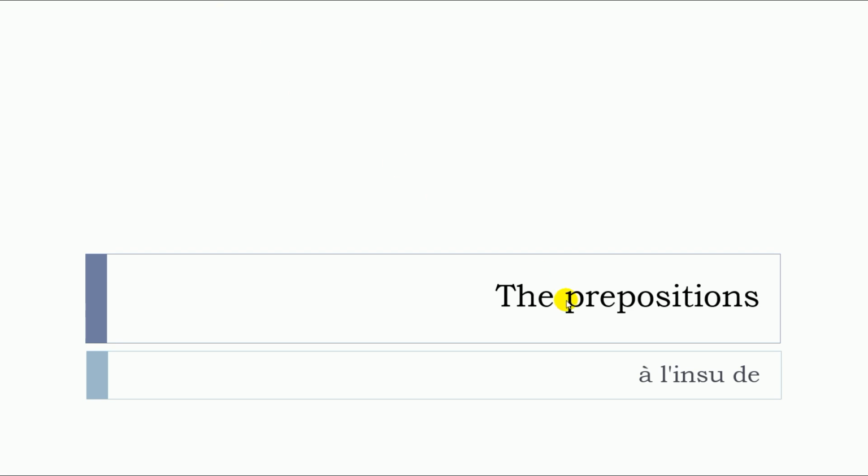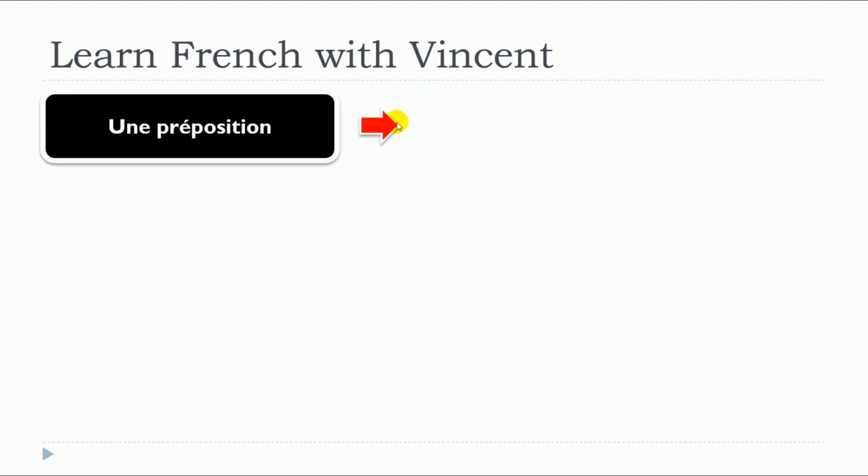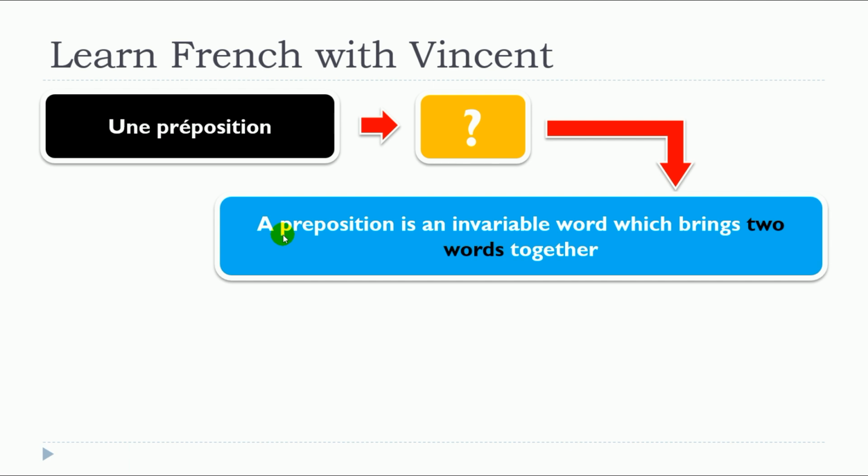In this lesson, we will see the prepositions, but more precisely, à l'insu de. So, of course, the first thing that we need to see together is what is une préposition? Well, a preposition is an invariable word which brings two words together.